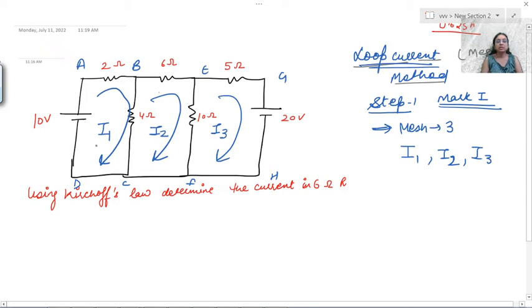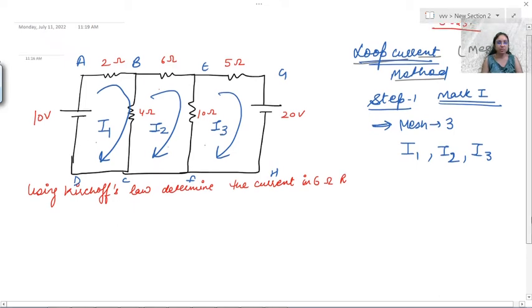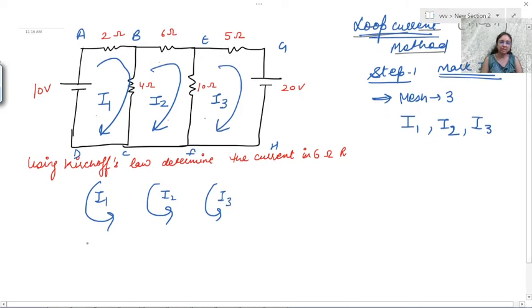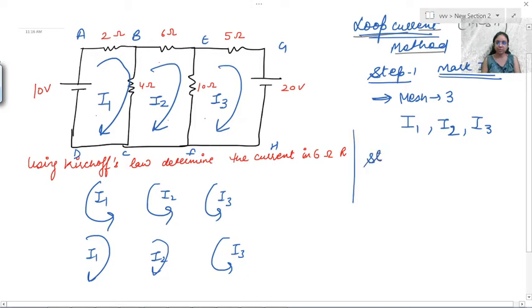Clear? Now in which direction are they all moving? Clockwise direction. It's their choice. They can move in anti-clockwise also, right? Any one can move in the anti-clockwise direction, or two can move clockwise and the third one anti-clockwise. It totally depends on your choice. Clear? So I have marked in a simple way that all three are moving in a clockwise direction.